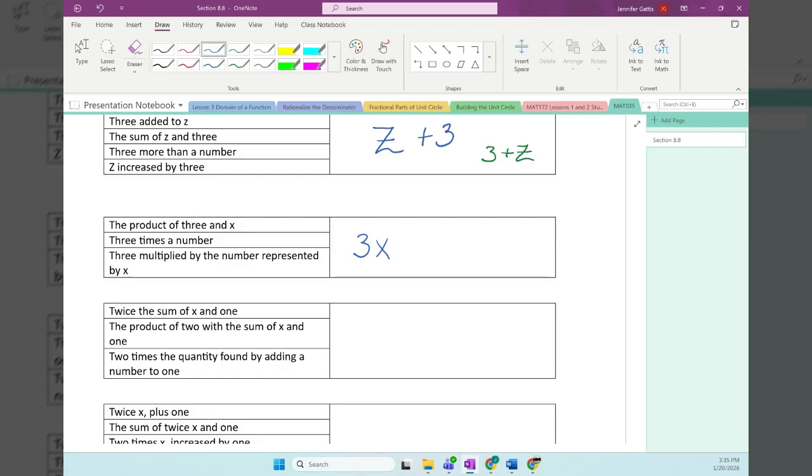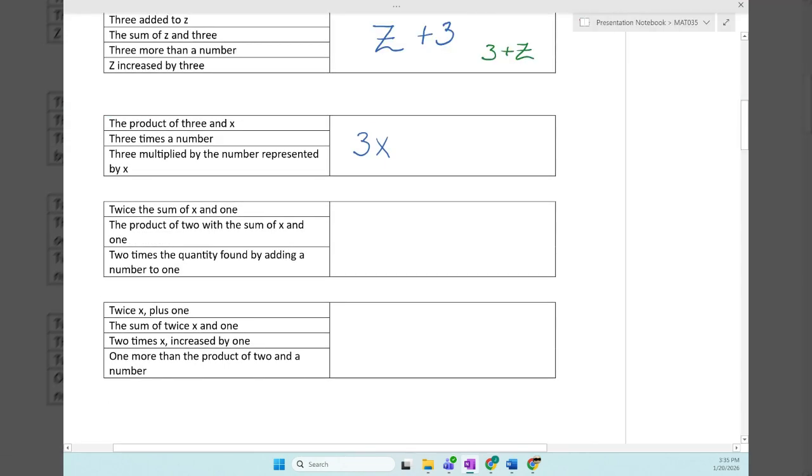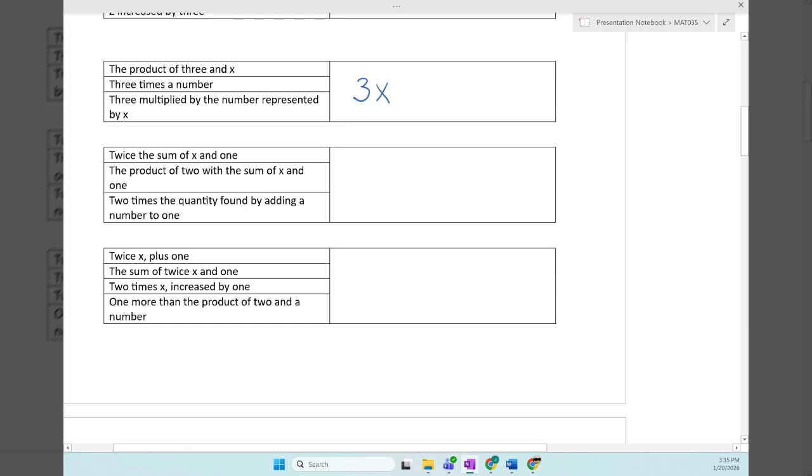Okay, so the next one here, let me actually go full screen on this. There we go. Okay, so the next one here, twice the sum of x and 1. The product of 2 with the sum of x and 1. 2 times the quantity found by adding a number to 1. So take a minute and think about what this algebraic statement is going to look like.